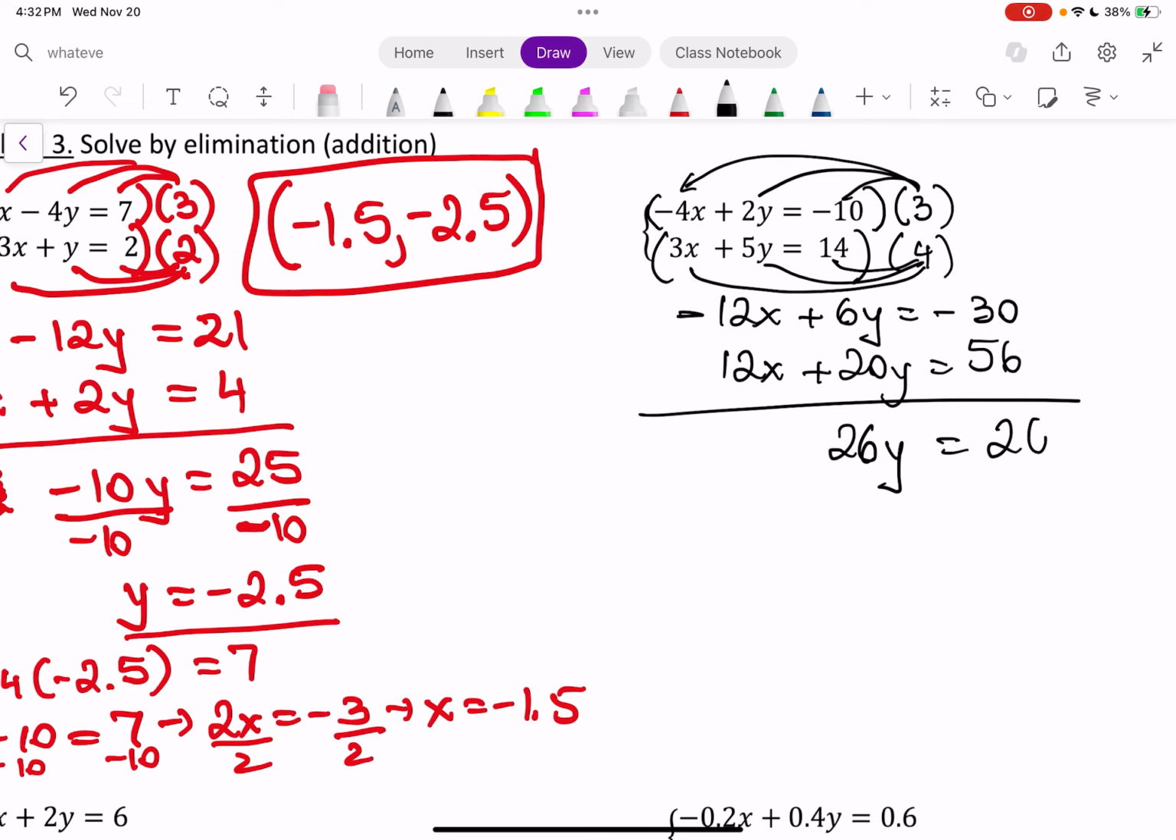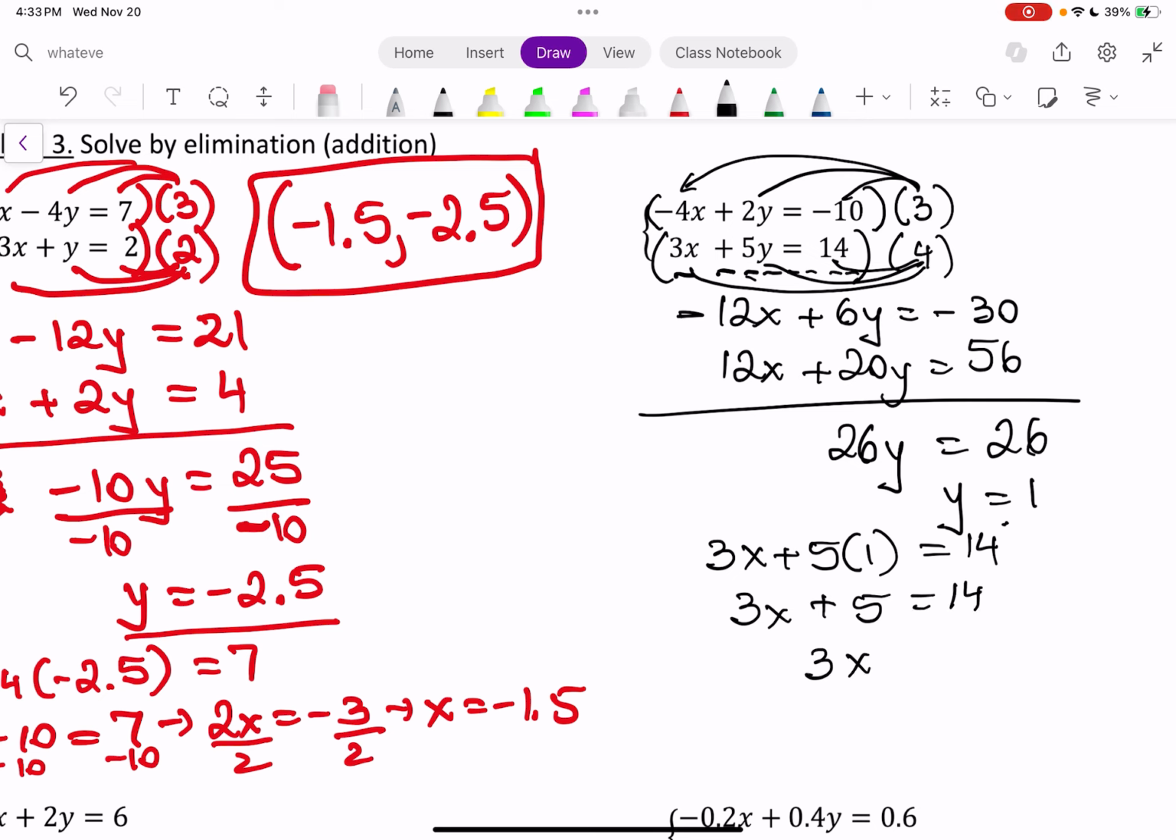26y equals 26, and that easily makes y a 1. Okay. Now take this y and plug it into either one of these equations. I'm going to pick the bottom one this time. So 3x plus 5 times y, which is 1, equals 14. Again, I copy this equation, but instead of y, I can now write 1 because we know y is 1. So 3x plus 5 equals 14. That makes 3x a 9 as I minus the 5 from both sides, and therefore x equals 3.